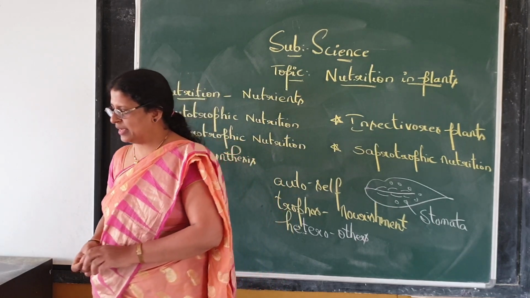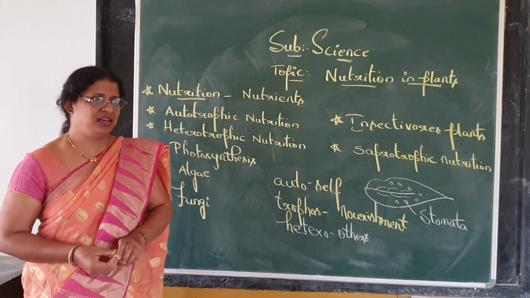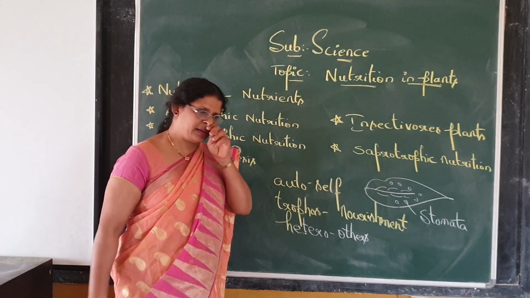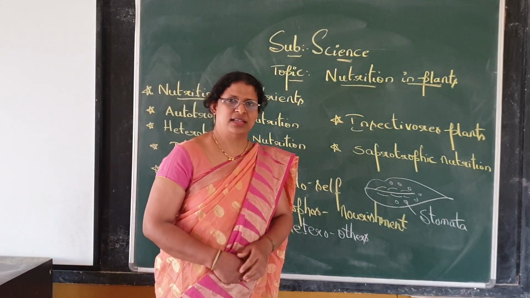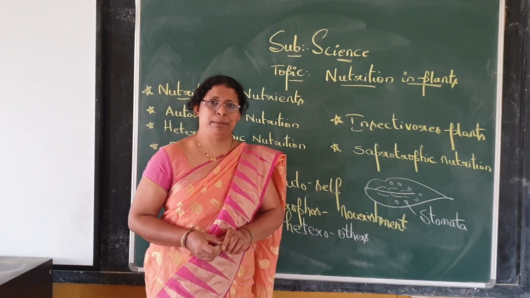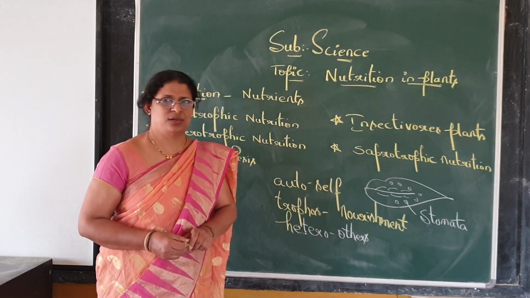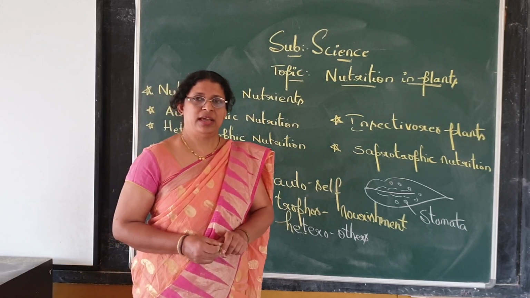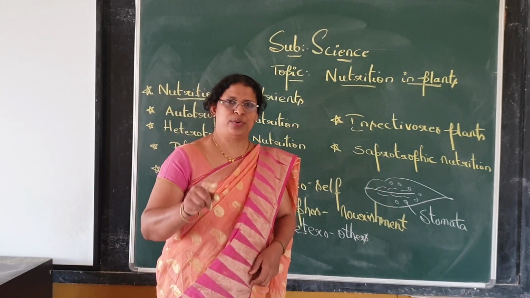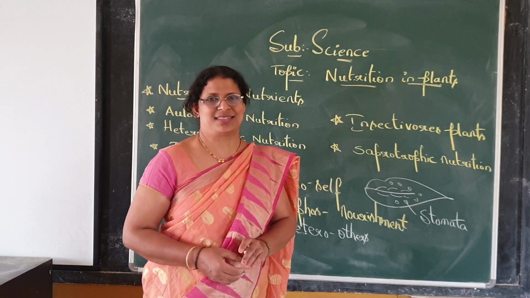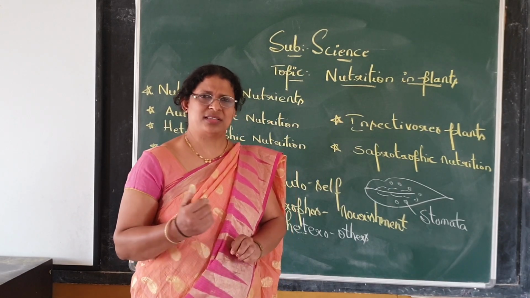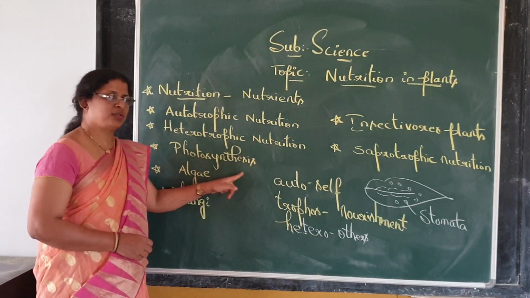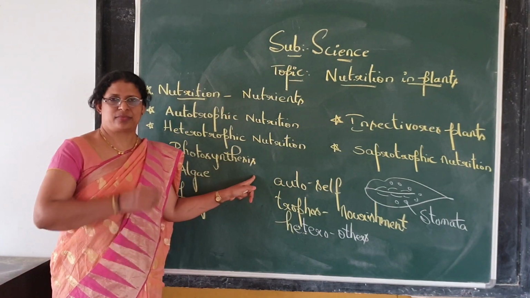We can also say why the leaves are green in color. Why do you say that the leaves are green in color? Because they contain a green pigment called chlorophyll, and they are able to prepare the food during the process of photosynthesis. What is the meaning of photosynthesis? What does the word photosynthesis mean?